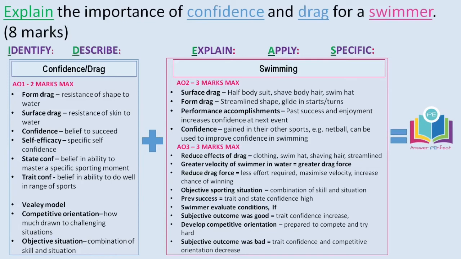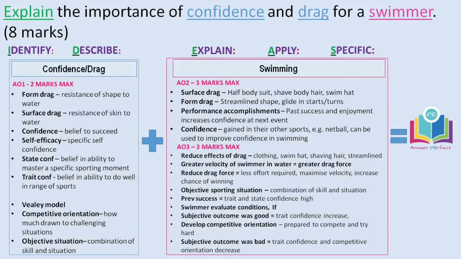We can then write down 2 things from the Vealey model, which is the competitive orientation. This is how much somebody is drawn to challenging situations. So they like the tense moments where they're at a draw and they need a win to progress to the next round maybe, or they like taking penalties. They love that competitive element. We've also got the objective sporting situation. That is when the performer takes into account the situation. So that is a combination of skill and the situation. All of that will get you 2 marks. Easy, okay, as long as you know your key terms. That is an important revision tip there. Make sure you know your key terms.